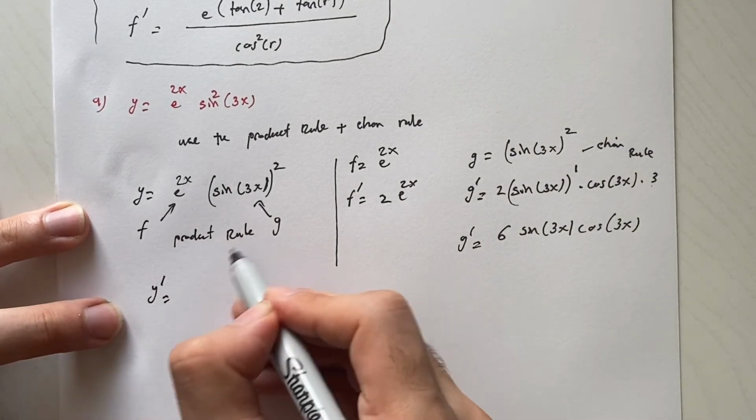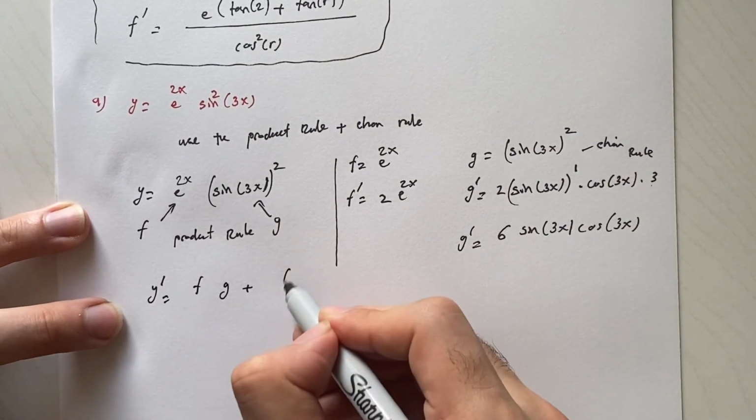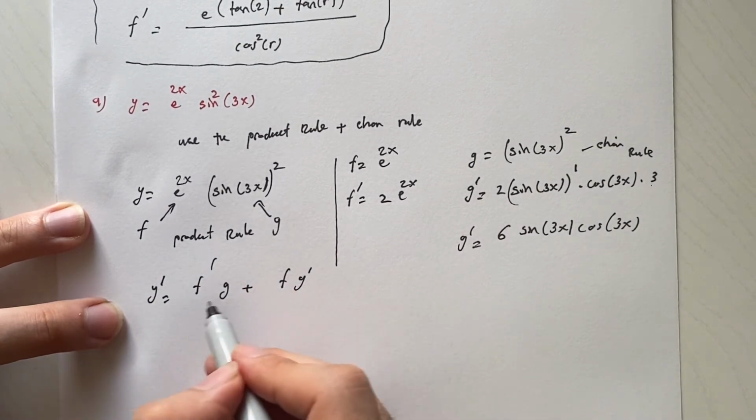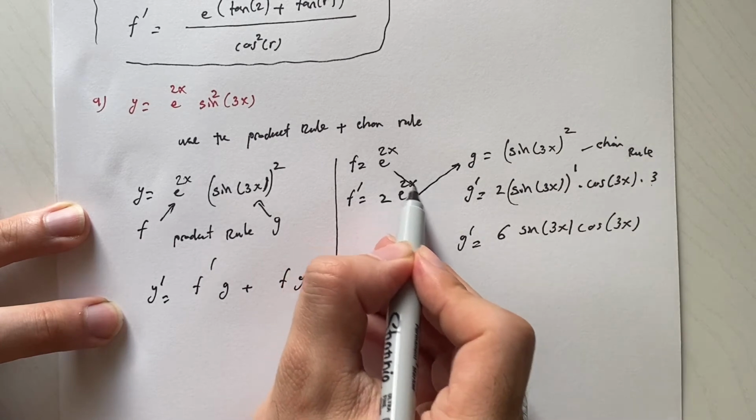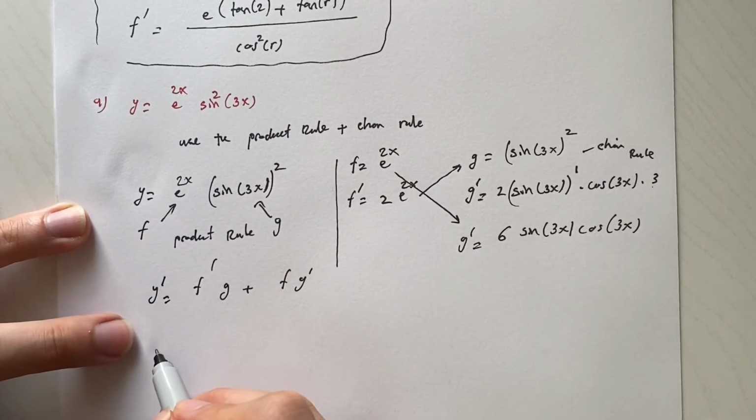Now we are ready to apply the product rule. So for the first term I'm going to multiply f prime by g, and for the second term I'm going to multiply f by g prime.